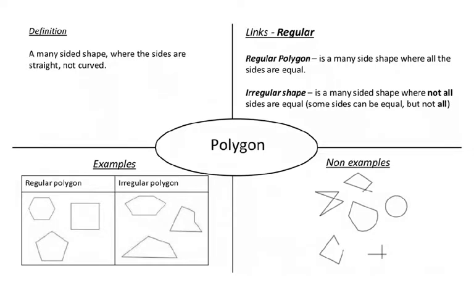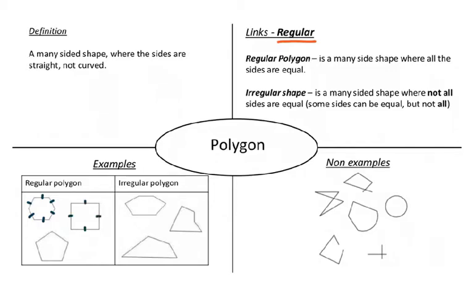There's another word that you need to be aware of, and that's the word regular. A regular polygon is a many-sided shape where all the sides are equal. And if you've got an irregular shape or irregular polygon, this is a many-sided shape where not all the sides are equal. Some of them can be equal, but not all of them. So a regular polygon is when they're all the same. Look at the examples in the bottom. These are regular polygons because all the sides are the same.